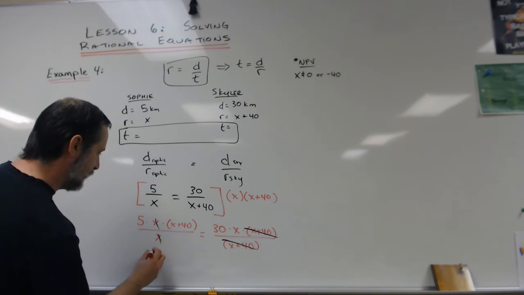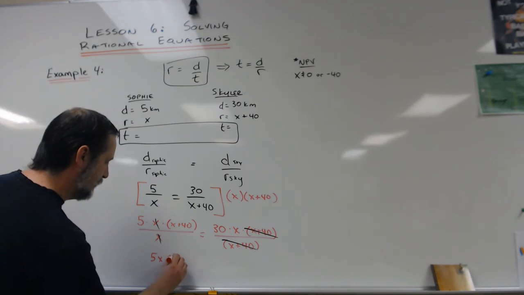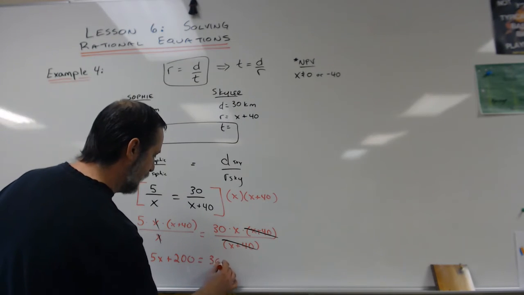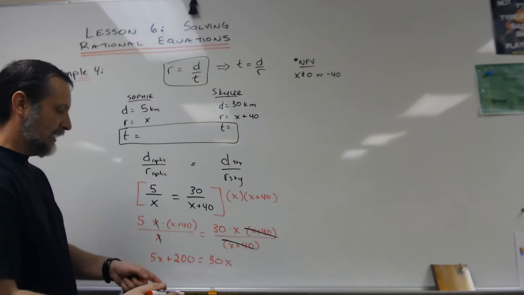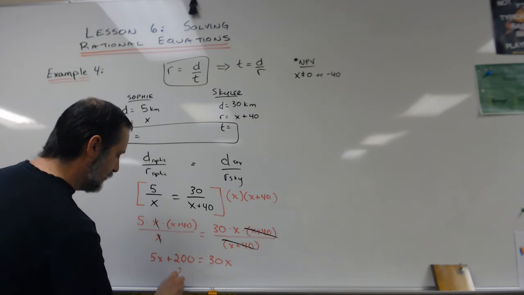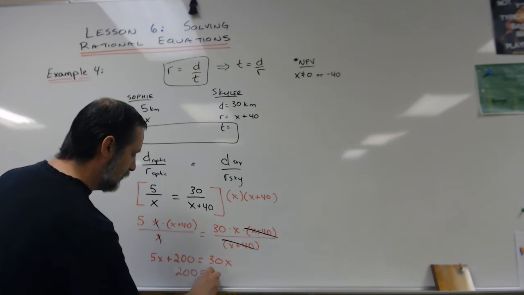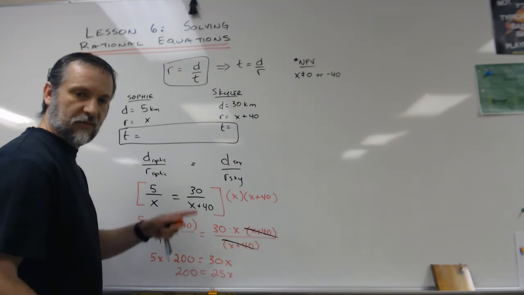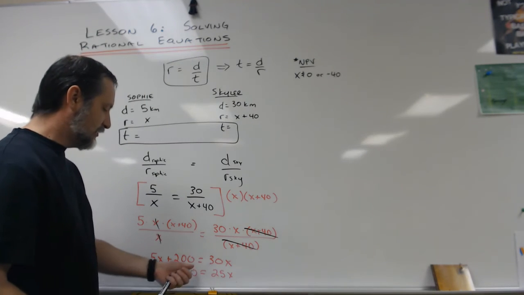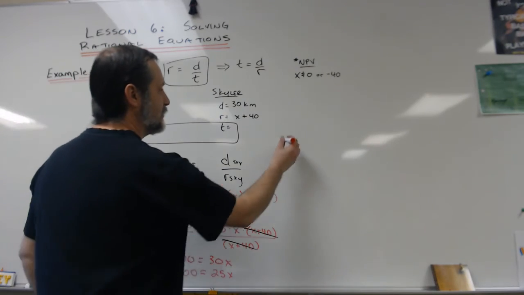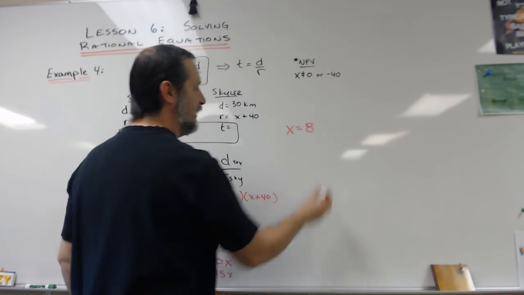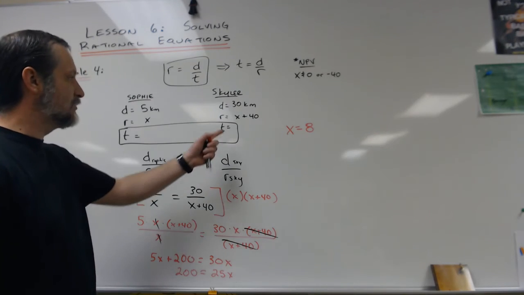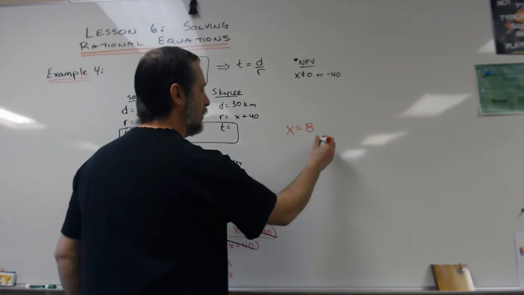5 times x plus 40 is going to be 5x plus 200. The 30x is left, so 30x. I'm going to subtract 5x from both sides, so 200 equals 25x. Solve this through, and I'm running out of room just at the right time. So 200 divided by 25, so x equals 8. And there is my final answer. X equals 8. Again, it's referring to a rate, which is going to be kilometers per hour.